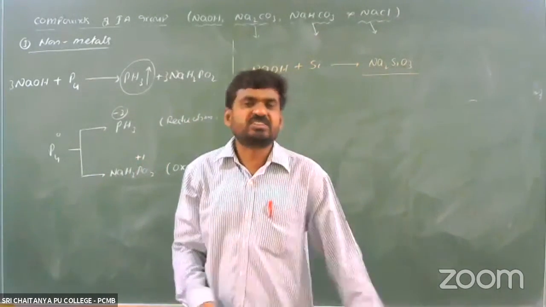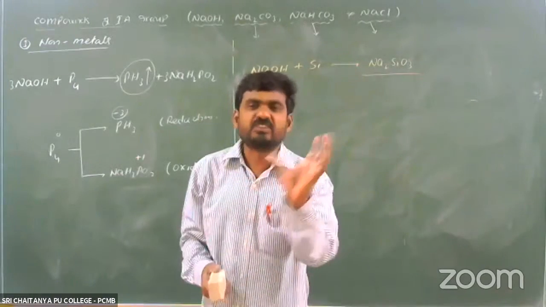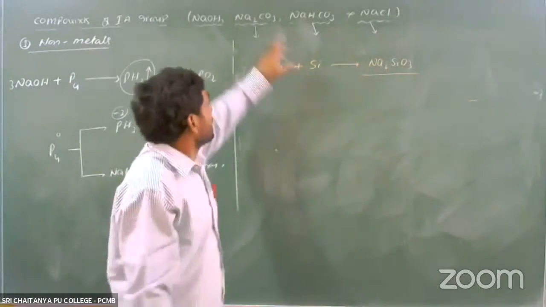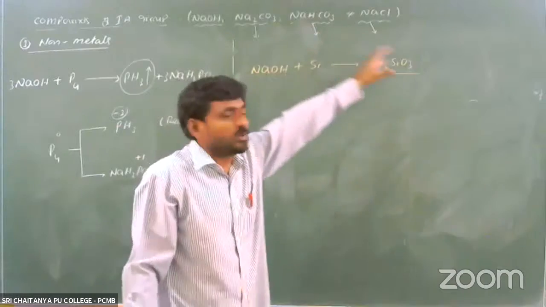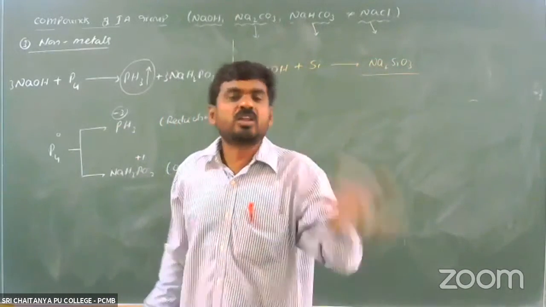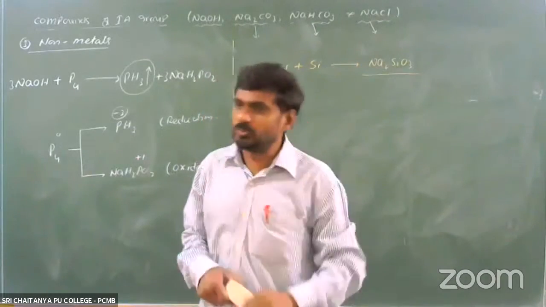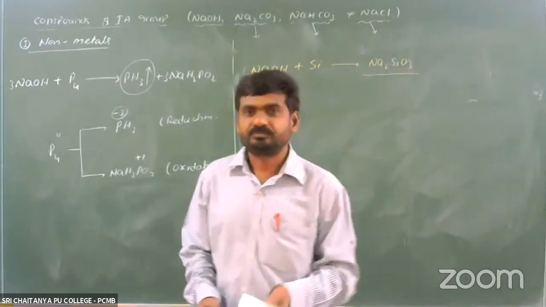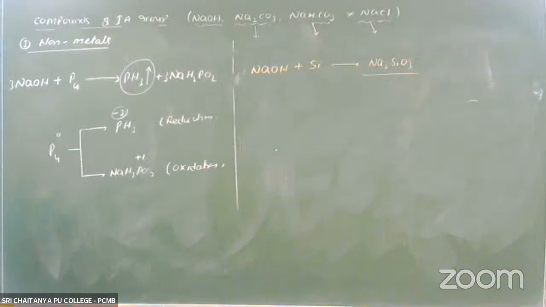Okay. So in the next class, within the first 10 to 15 minutes, we'll complete the carbonate, bicarbonate, sodium chloride, and biological importance of the first group, and then we will start the alkaline earth metals, that is the second group. Okay. Right. Thank you.